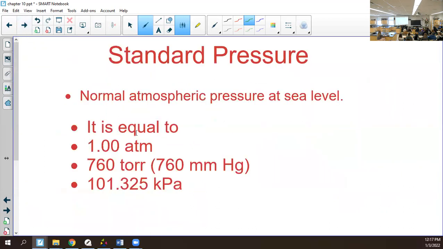Standard pressure, that I kind of already said, is just 1 ATM or 760 torr. That is at sea level, so technically we are a little bit under. So again, 0.98, 0.991 or something like that. It's really close to 1.